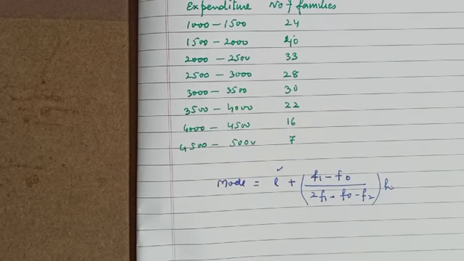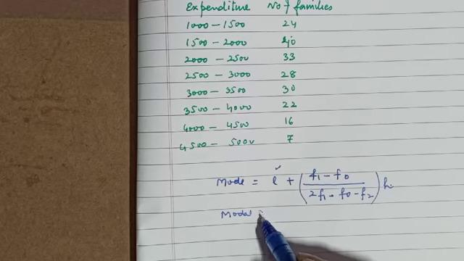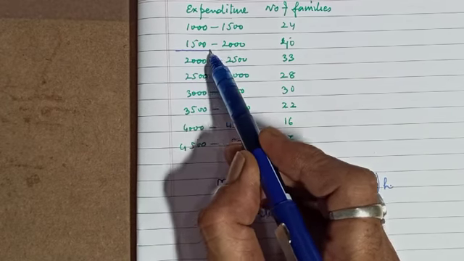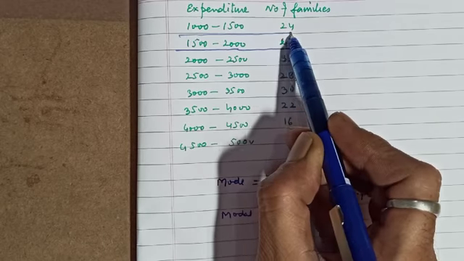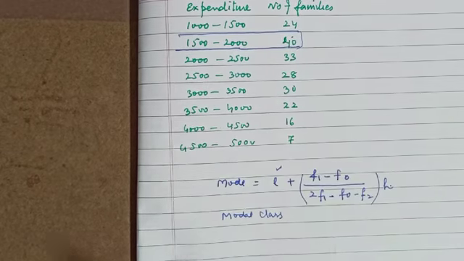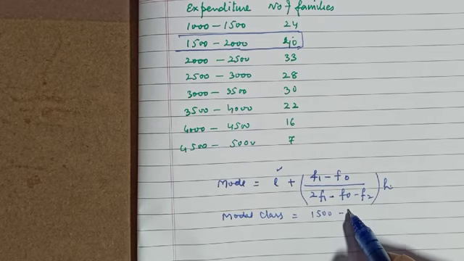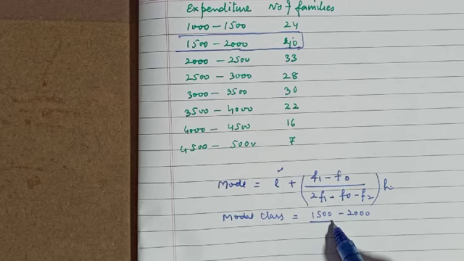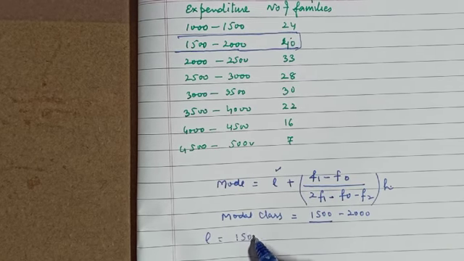To calculate the value of L, we have to find out the modal class, and modal class is the class having the highest frequency. The modal class is 1500 to 2000. So this one is the value of L, 1500.